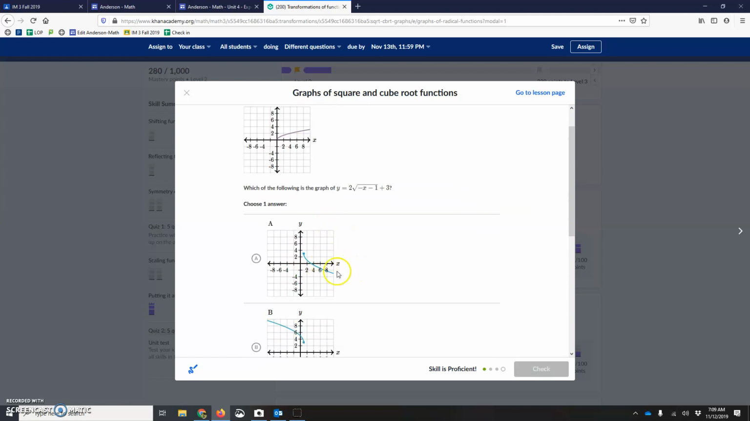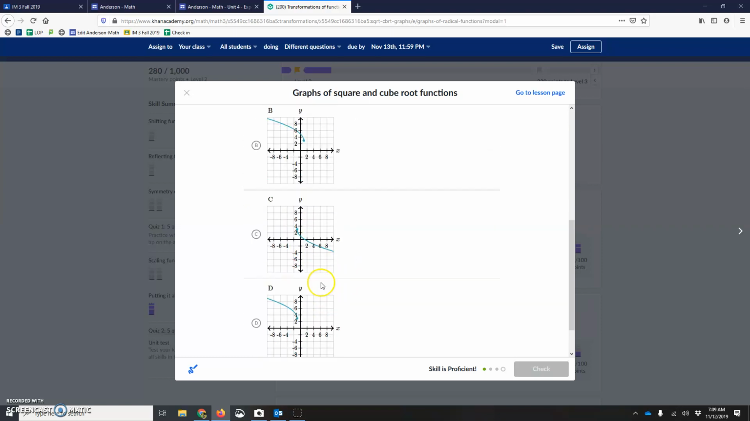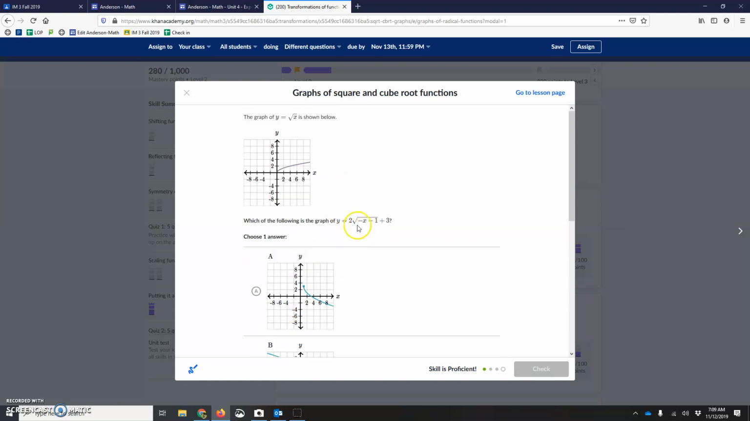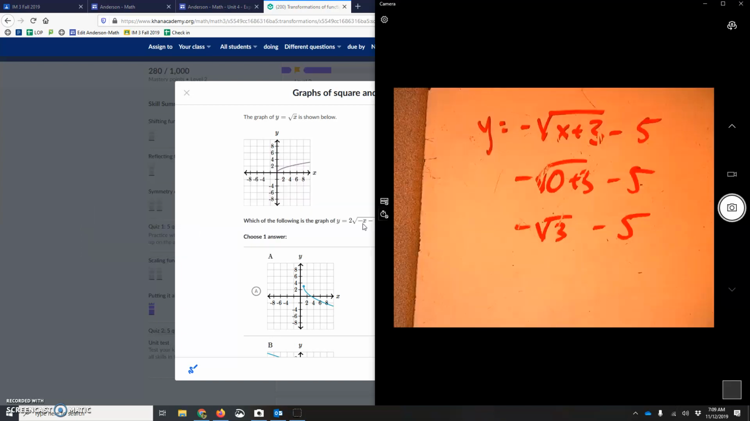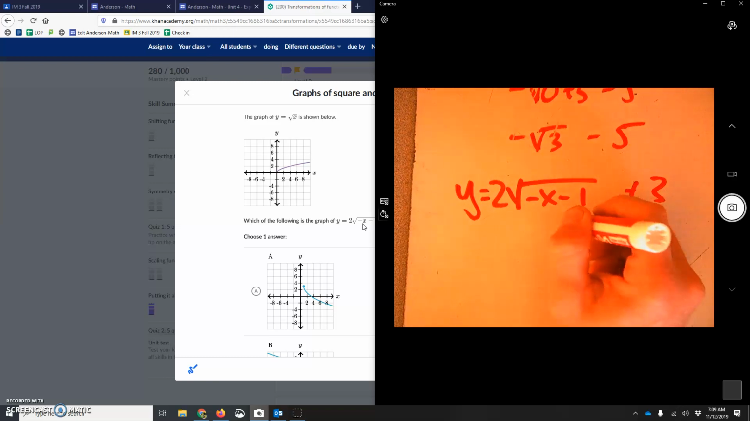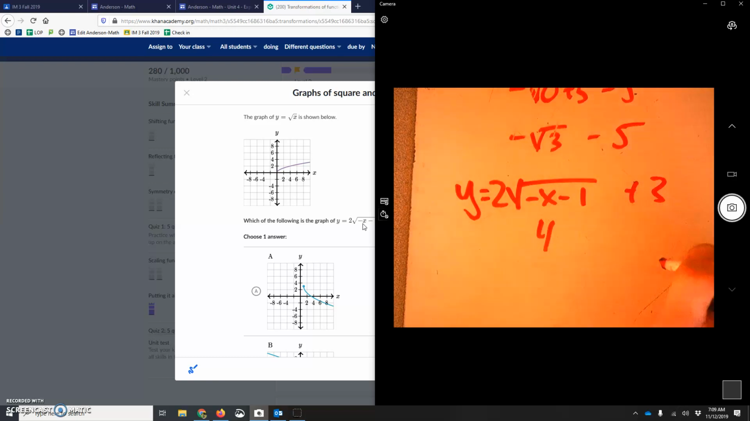What we do know is we have a lot of values going in one direction on A. These are all positive values, and these are all negative values. So if I just plug in any number and see if I get a value out of it. So let's plug in, I'll pick 10. All right, so I'm going to write this equation out first. Y equals square root, oh, there's a 2 out front, negative x minus 1, and then plus 3. All right, so we're going to plug in 10 here. I'll plug in 4, actually.